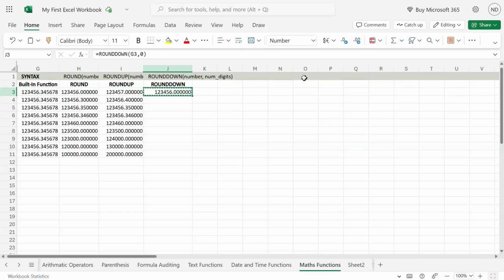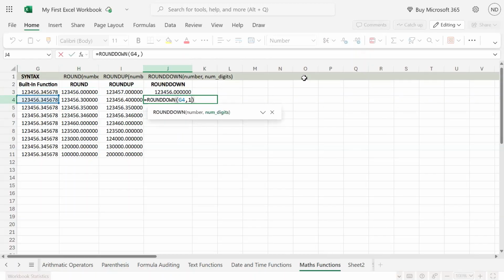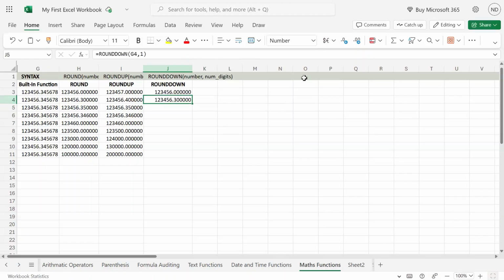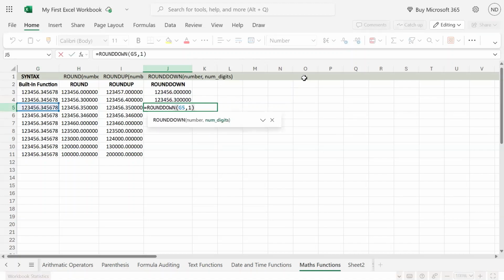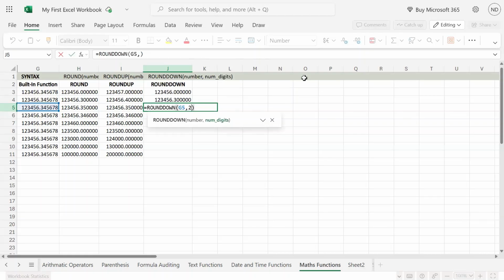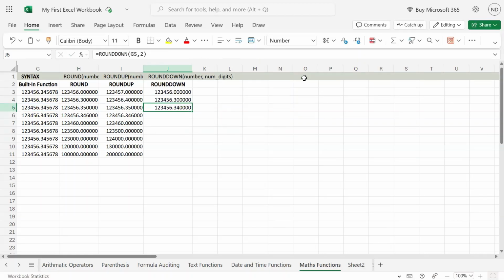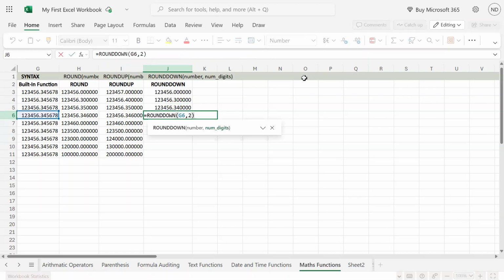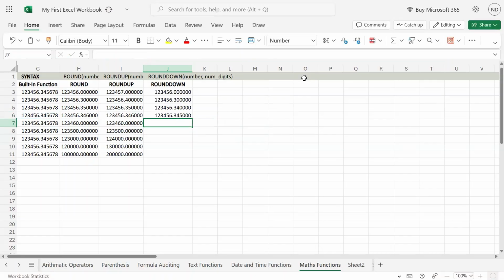Suppose I make it 1 decimal. Now it is keeping it as it is, even though my number is greater than 5, it is 3, 4. Now let's see for 5, because it is greater than the digit that I have talked about, that is 5. So I'll say 3. It is not making any change.